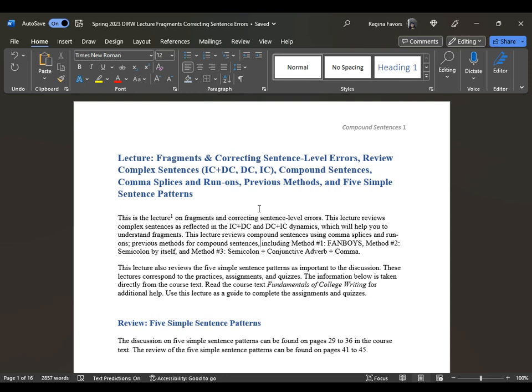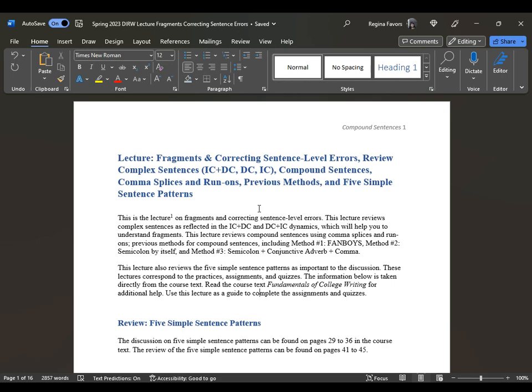This lecture reviews complex sentences as reflected in the ICDC and DCIC dynamics, which will help you to understand fragments. This lecture reviews compound sentences using comma splices and run-ons, previous methods for compound sentences, including method number one, fanboys, method number two, semicolon by itself, and then method number three, semicolon plus conjunctive adverb plus comma. This lecture also reviews 5 simple sentence patterns as important to the discussion. You can find all assignments, lectures, quizzes in the course text titled Fundamentals of College Writing for additional help.